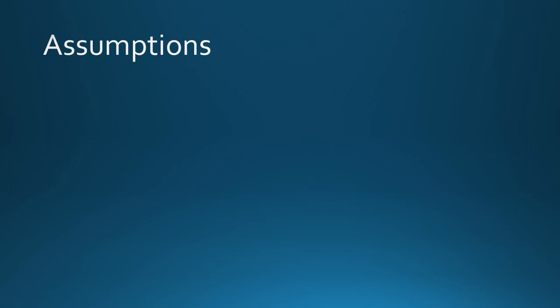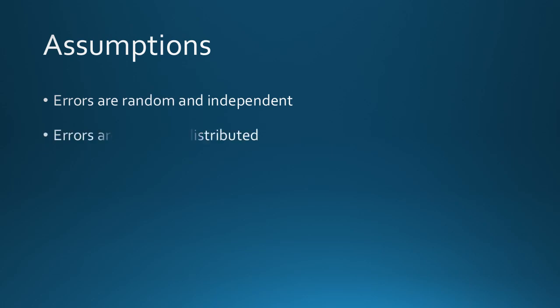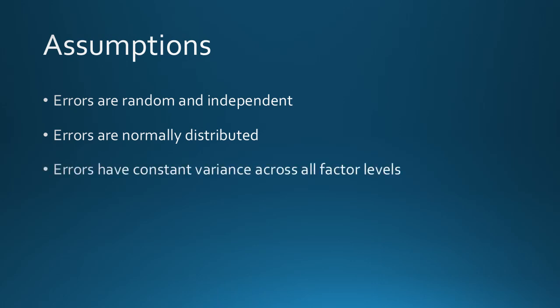All hypothesis tests are based on one or more assumptions about the data. If our model violates these assumptions, the results of the analysis can be misleading. For ANOVA, there are 3 specific assumptions about errors. They are random and independent. They are normally distributed, and they have constant variance across all factor levels.